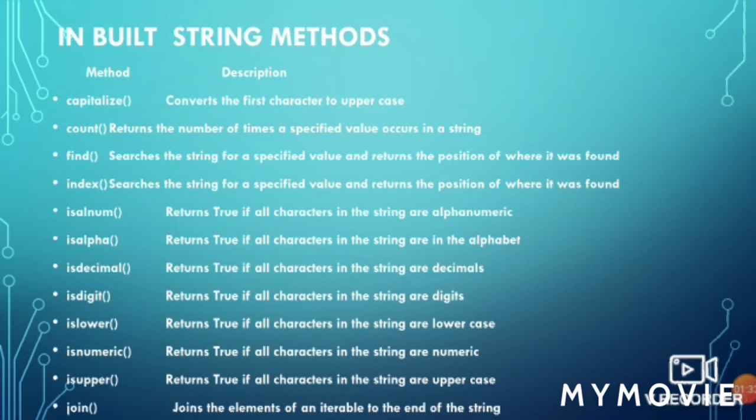Is alnum returns true if all characters in the string are alphanumeric. Is alpha returns true if all characters in the string are in the alphabet, otherwise it will return false. Is decimal returns true if all characters in the string are decimal values, otherwise it will return false. Is digit returns true if all the characters in the string are digits, if there is any other character it will return false. Is lower returns true if all the characters in the string are lowercase.